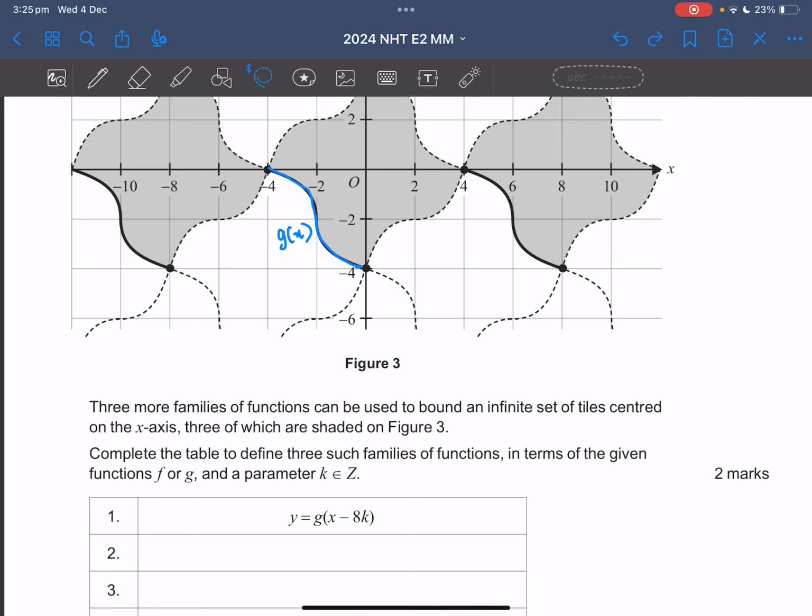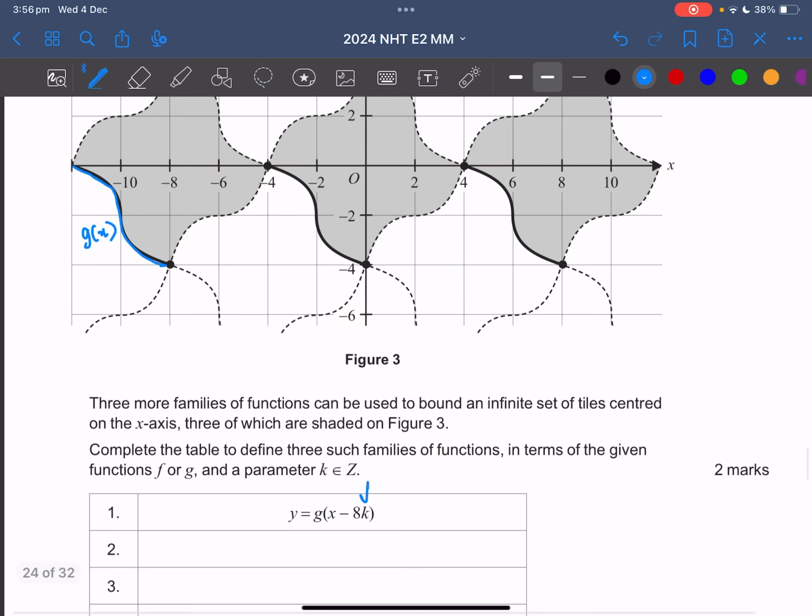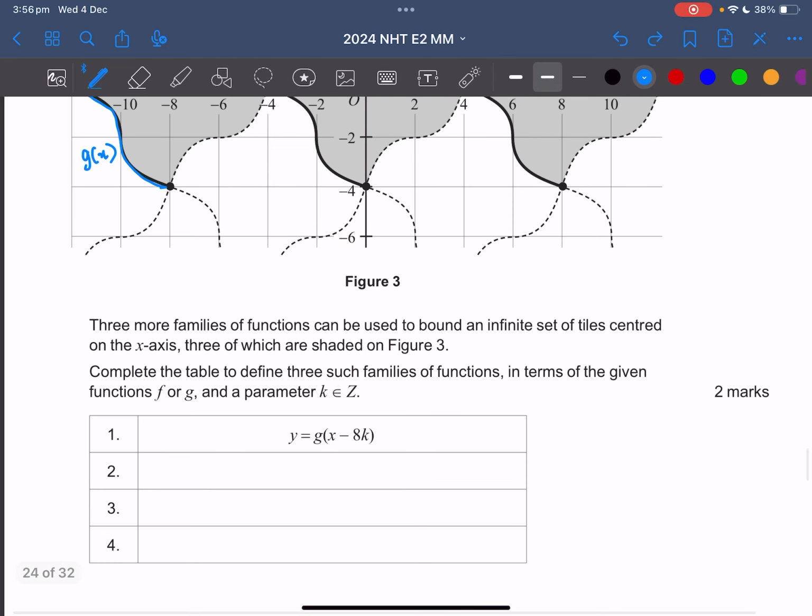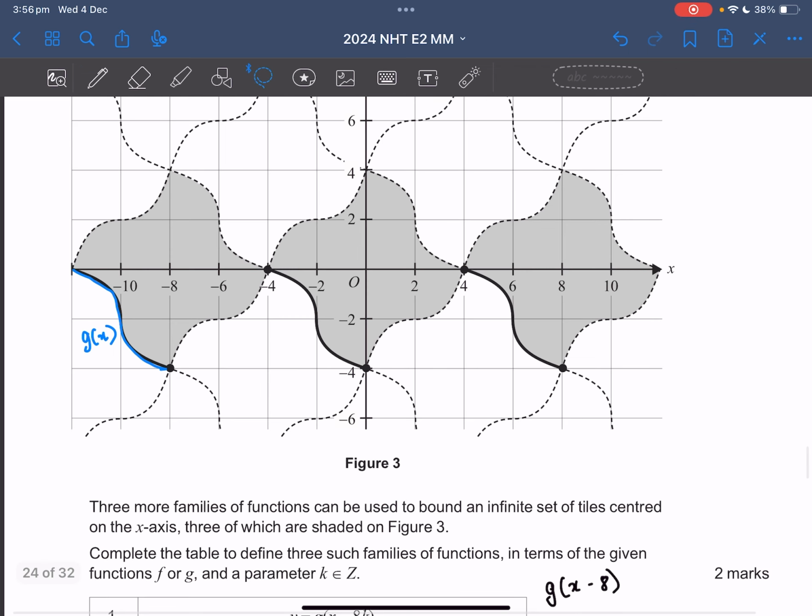So what this means is basically if I were to move this function 8 units to the right, we still land on this. If I move this function 8 units to the left, we still land on the same graph. This is because this k over here is an integer. So let's place k equals to 1. So g of x minus 8. If k is 1, that means we are basically moving 8 units to the right. So there you go, landing on this graph over here.